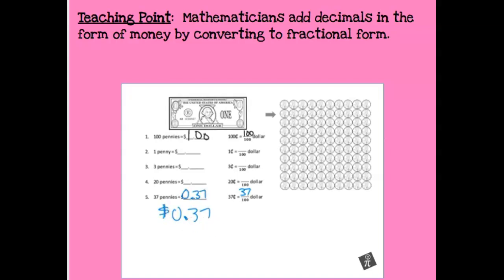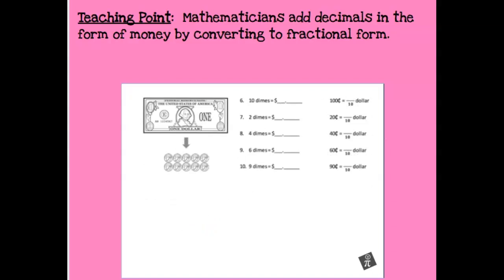The idea being that the $0 is not necessary, but it means I have $0.37. Now we're going to focus on the fact that a dollar is equal to 10 dimes. So of course 10 dimes is 100 cents. So that's 10/10ths of a dollar. So that's 1 whole dollar.